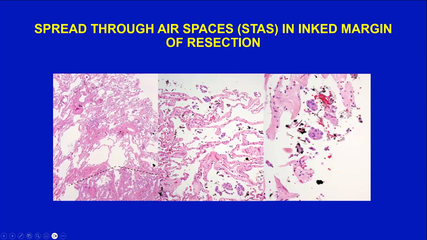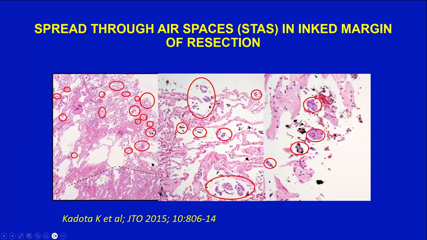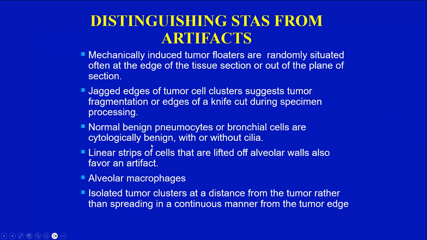So here is an adenocarcinoma at the bottom of the field with the edge outlined with this black mark, and it's hard to see a little bit on the H&E at low power, but as we get closer, you can see these clusters here. I've outlined them all in red for you to see how extensive the spread is of tumor beyond the edge. And we have a whole set of criteria to distinguish these from artifacts.